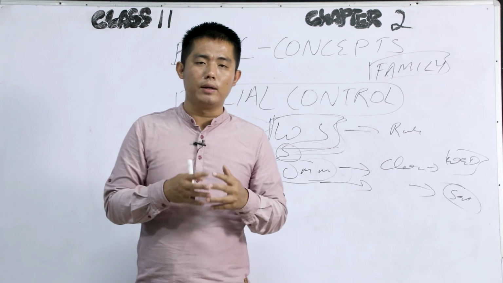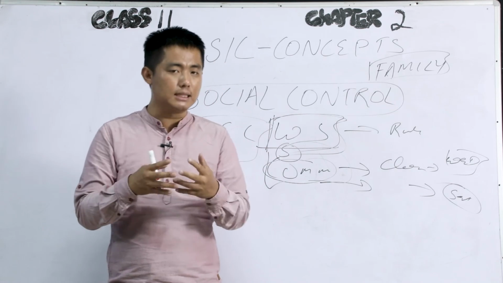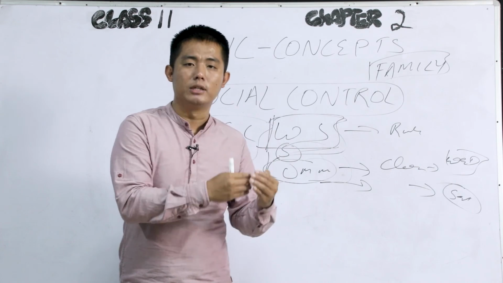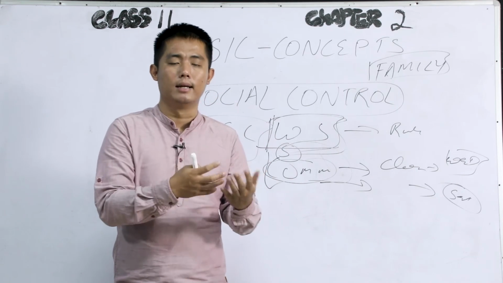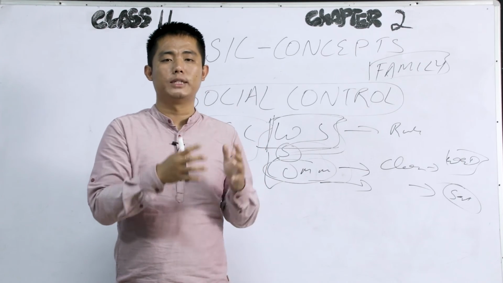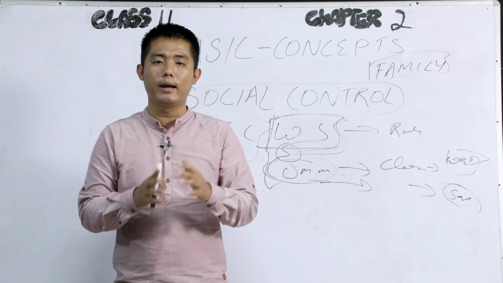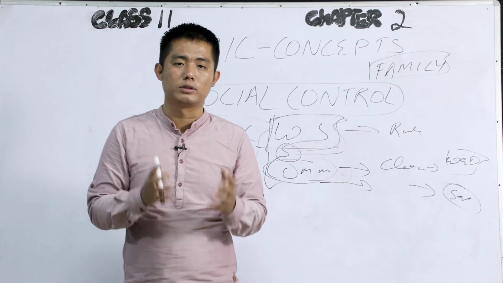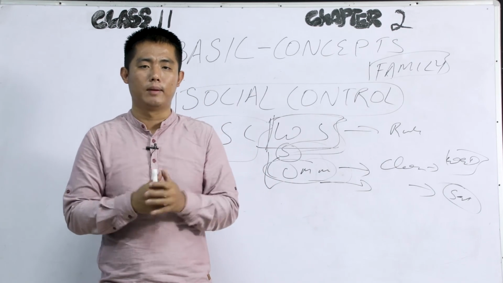So in that way, social control exists in the society mostly because the members of the society have to comply with those norms which have been set by the society, for the welfare of all the members of the society, in order to live in peace and harmony.